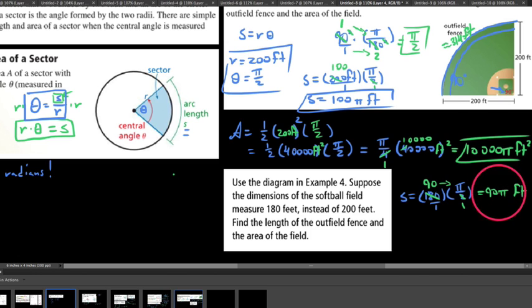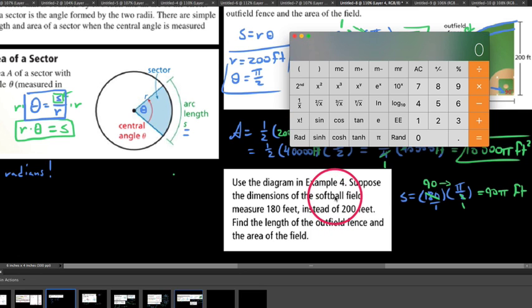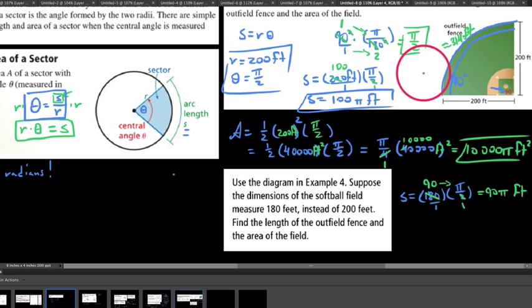So 90 pi feet. Just to show you, if we get a calculator out, pi is about 3.14. If we take pi times 90, we get 282-ish, so 282.74-ish feet. And that is, of course, reasonably smaller than this.